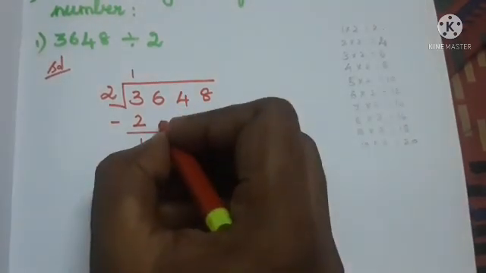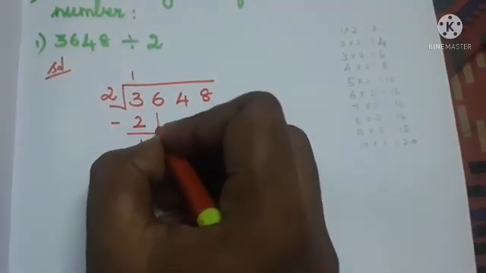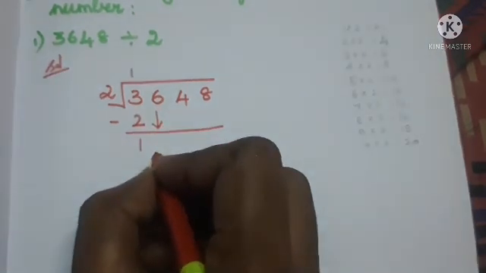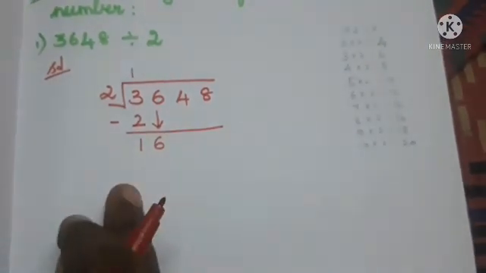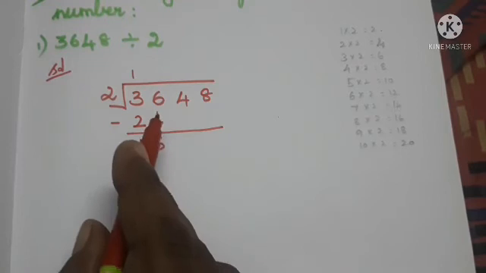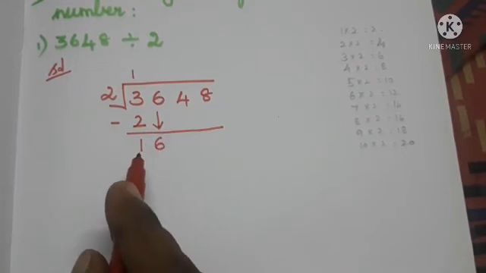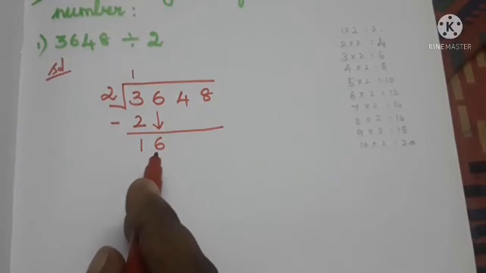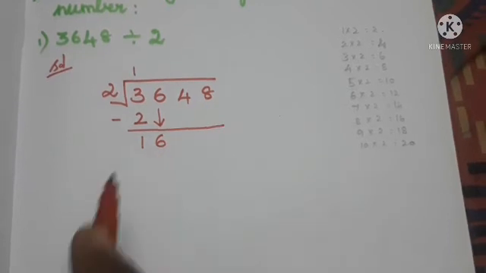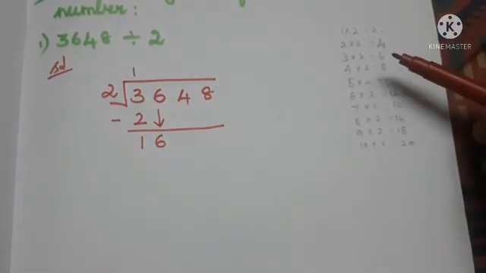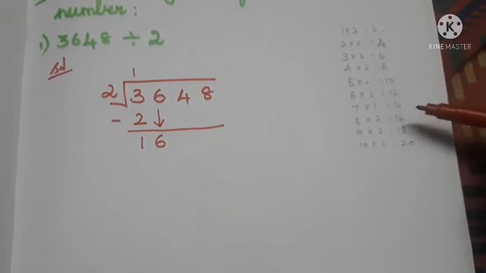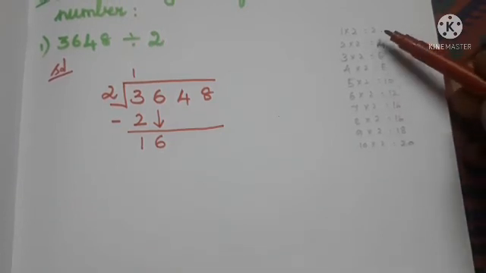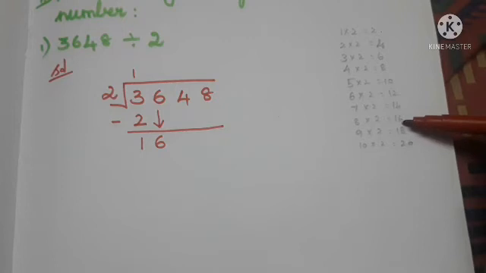Next we have to bring down the 100 place value. What do we have in the 100 place? Yes, we have 6. So we bring it down. Now we have 1 and 6, which makes 16. Now we have to check the 2 table product values. Where do we have 16? Here we have the 16.